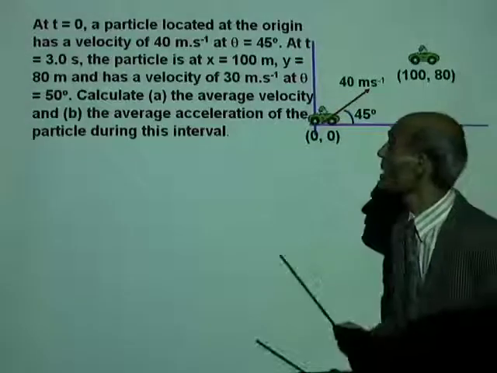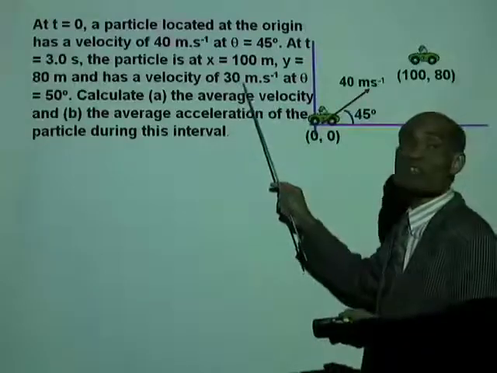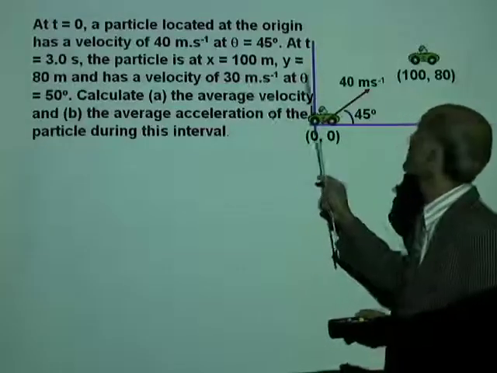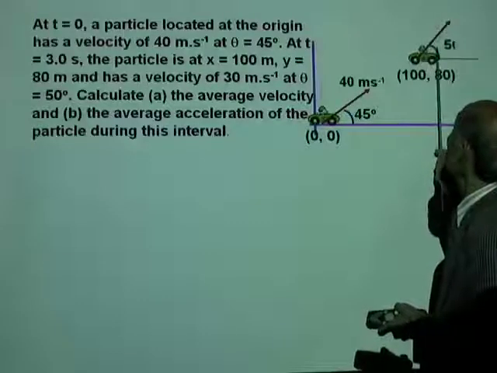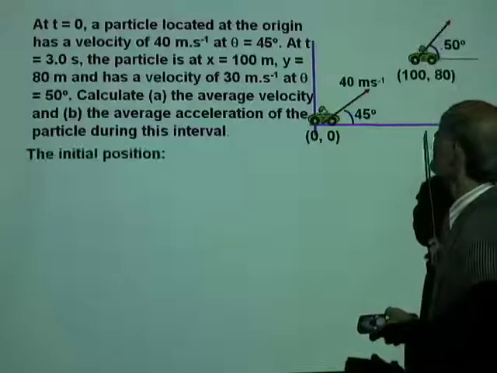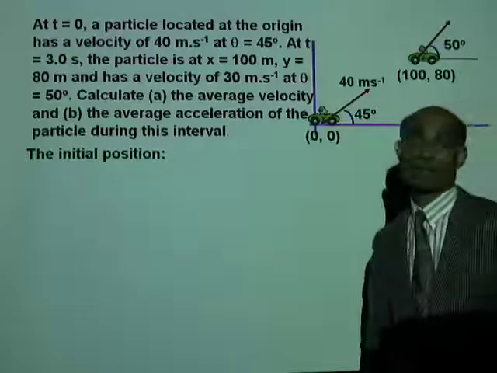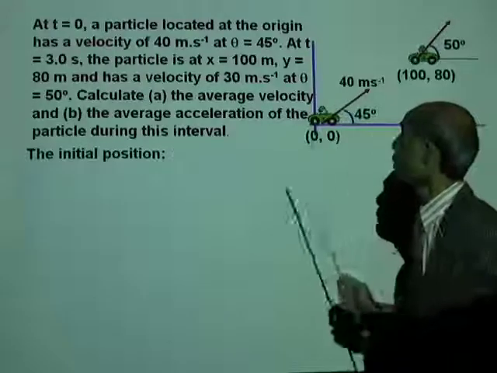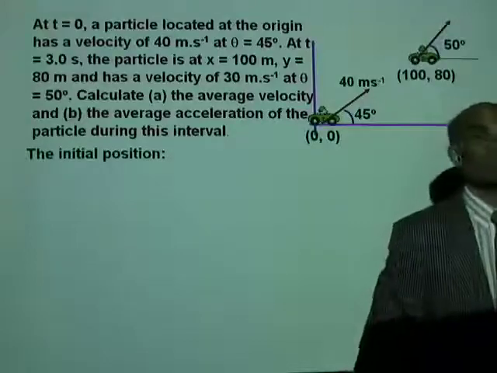And at that time, what is its velocity? It has a velocity of 30 meters per second. Its velocity is 30 meters per second at an angle of 50 degrees. Alright, so now we have all this data. This is the velocity, 30 meters per second.